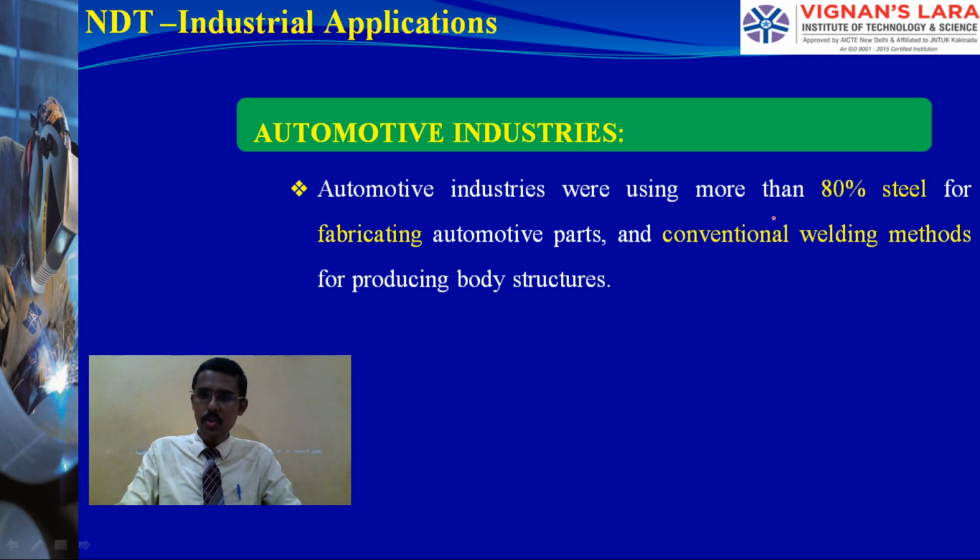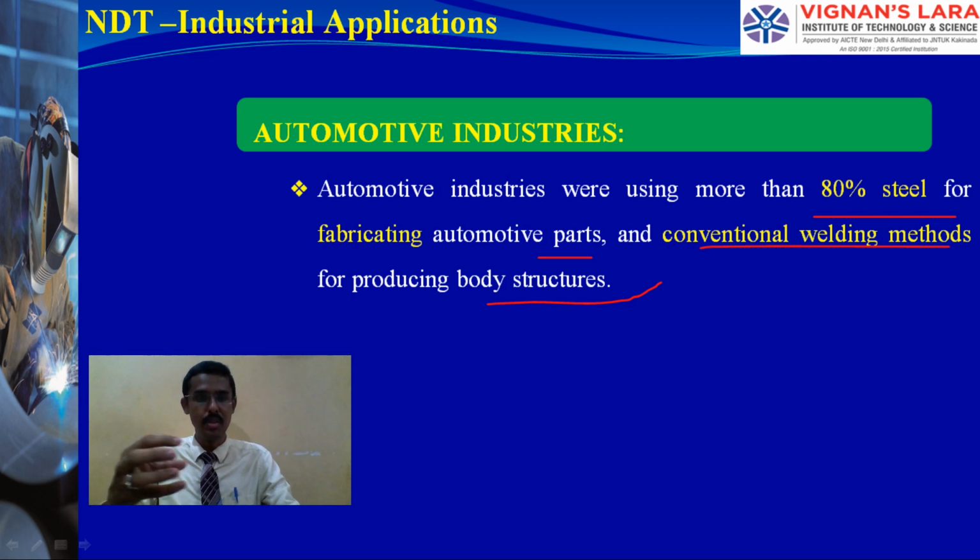Automotive industries use more than 80% steel for fabricating automotive parts, and conventional welding methods are producing the body structures. After the parts are made, we have to assemble them, link one to one. If we are joining, definitely it is welding, definitely it is heat, definitely it is rapid heating and cooling treatments, which lead to structural changes and property changes.